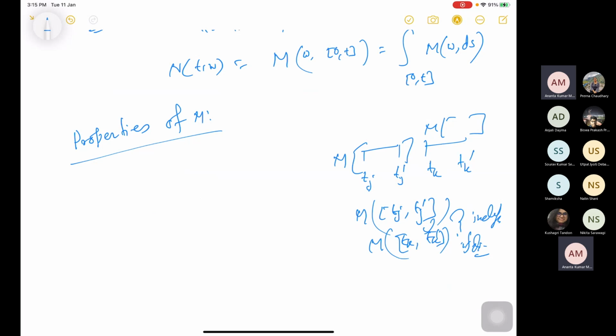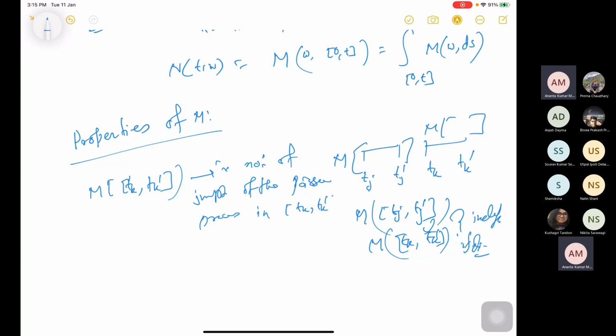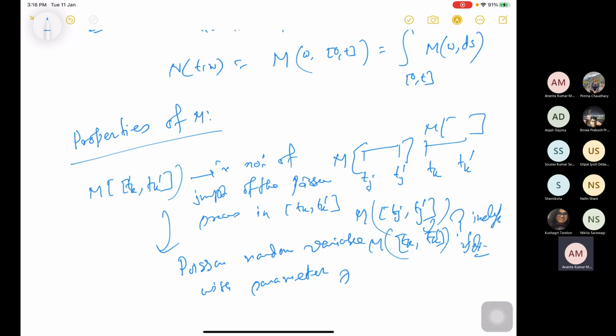Okay, and another property is that m(t_k, t_k'), this is the number of jumps of the Poisson process in the interval t_k to t_k'. So it's a Poisson random variable with parameter lambda times (t_k' minus t_k), is it not? Because that is the length.